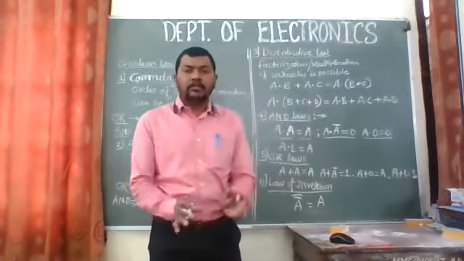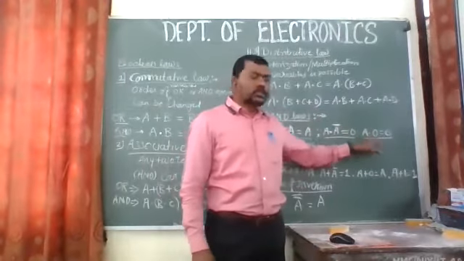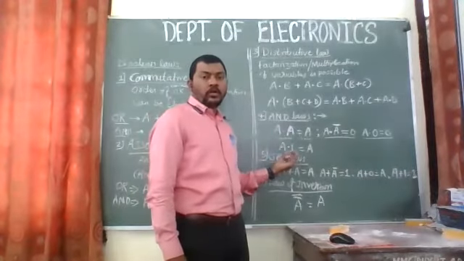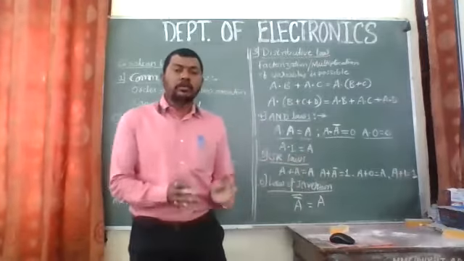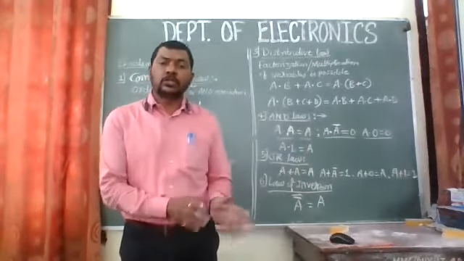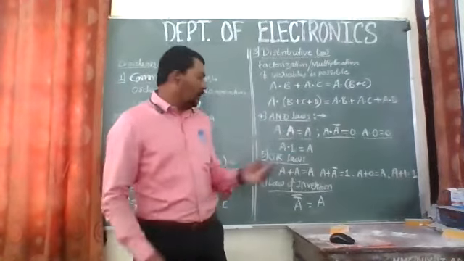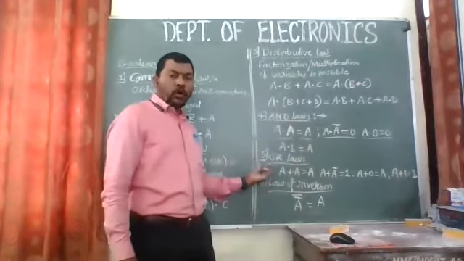Third is A dot 0. If you multiply any variable with 0, the output will be 0. So A dot 0 is 0. And the fourth one is if you multiply a variable with 1, what will be the output? So A dot 1 will be A. So whatever the variable is, if it is 0, then the output will be 0. If that variable is 1, the output will be 1. Right? So A dot 1 is equal to A.